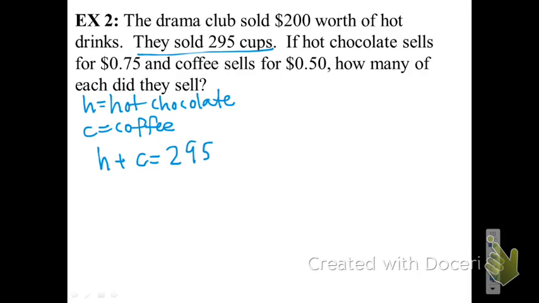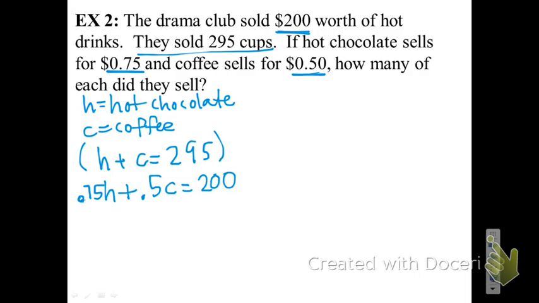And then I'm going to use, usually this works out nicely, the dollars with the dollars. So I know hot chocolate sells for 75 cents, so I'm going to go 0.75H plus 0.5C, because coffee was 50 cents, and they made $200. Now, because these variables are lined up right here and here, I'm going to use the elimination method. So I want to get these to be equal, or not equal, I want to create opposite coefficients.